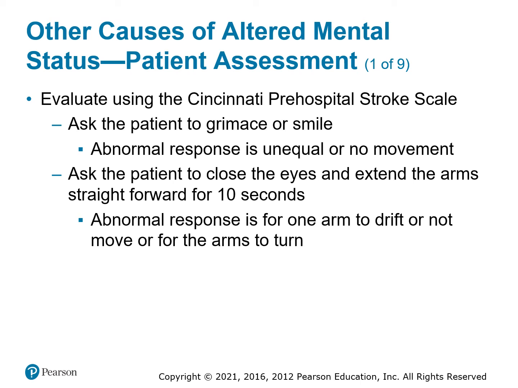If you remember FAST, which is going to be face, arms, speech, and time, you will be able to assess the Cincinnati Stroke Scale on your patients and do your stroke assessment. So face, you're looking for a grimace, uneven shape of their face. So one side drooping more than the other, unable to smile. You're also going to look at their arm drift.